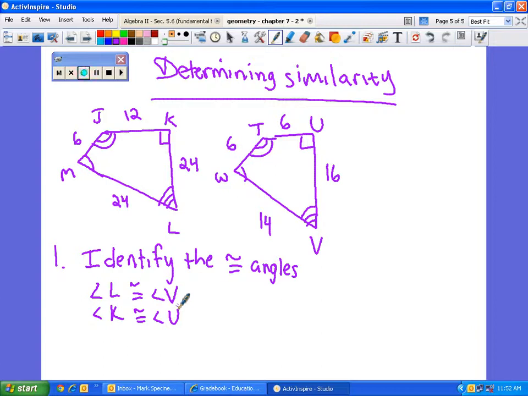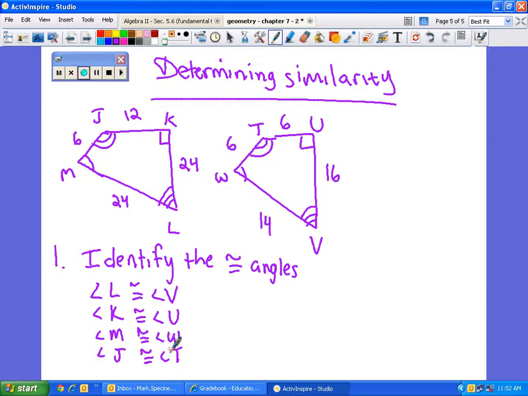Okay, so what else do we have? We got L, we got K, M and W. So angle M is congruent to angle W. Good. Tyler. T and J, or J and T. And then angle J is congruent to angle T. Now, does anybody know why we need to bother to do that? There's a reason. Does anyone think they know what that reason might be?